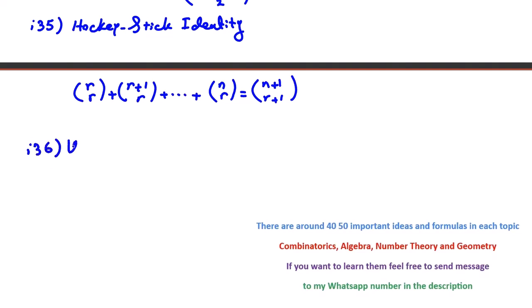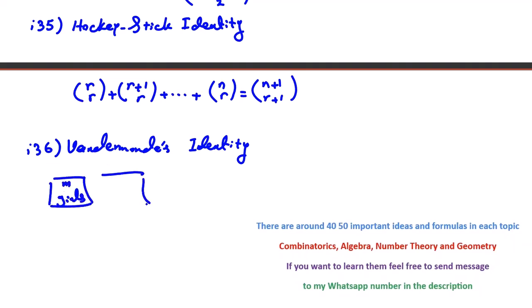Idea 36. This identity, Vandermonde's identity, is useful in AMC problems also, and AIME problems. Let me tell you the idea, because if you remember the idea, then remembering this will be so much easier. Suppose, for example, we have m girls and n boys, and you want to select k of them. One way, you say, okay, it will be m plus n choose k.